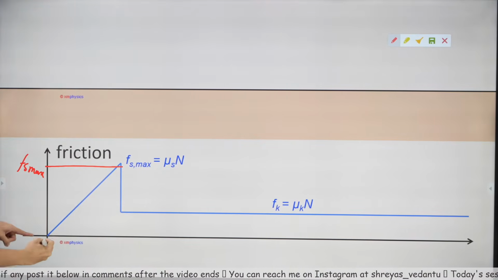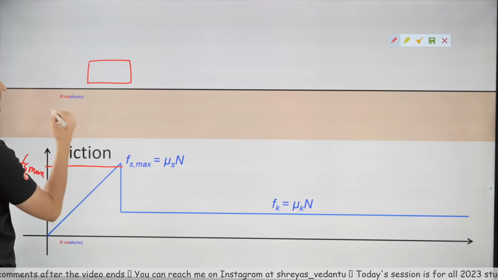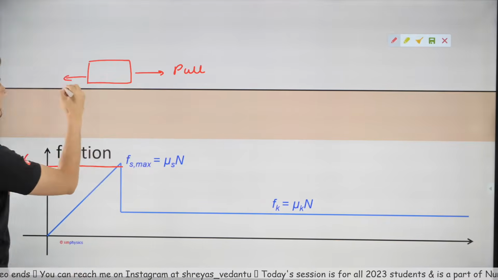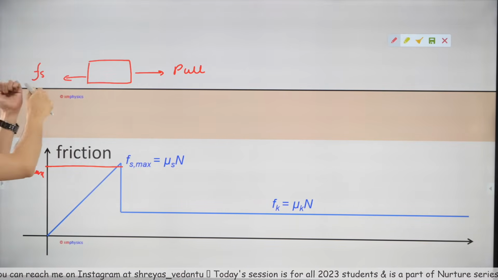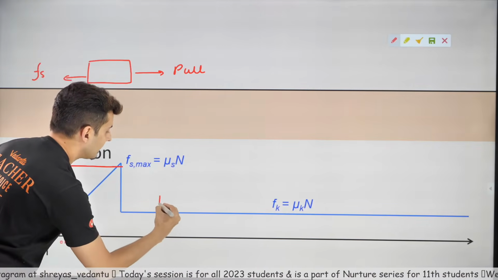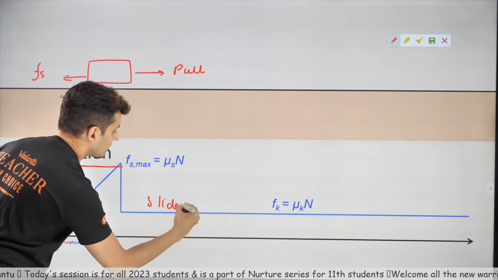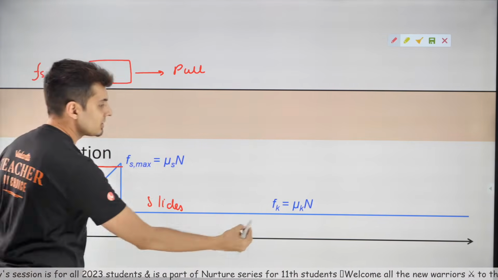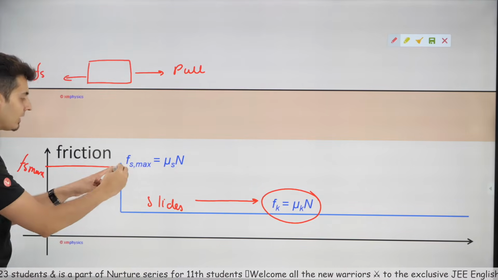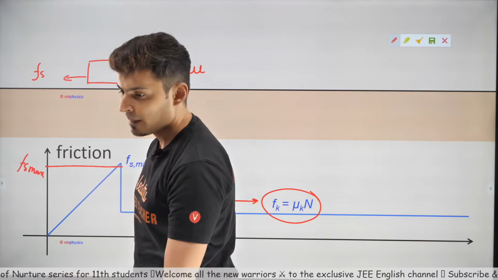Remember there was a truck over here pulling something. The moment your pull exceeds that Fs max, that's it. It gives up. It starts sliding. So it enters into the kinetic zone. That means it begins to slide. So that's why the friction is kinetic in nature. Otherwise the friction will be static. Is that clear now, everybody?